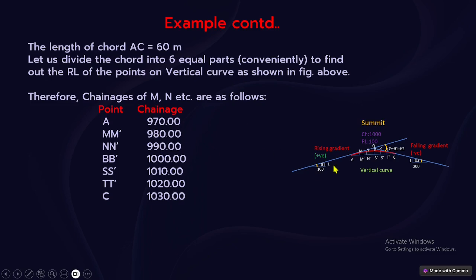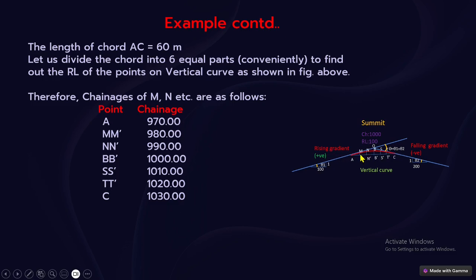Now, first we have to calculate the chainage. The chainage at point A is 970 meter. Then there is a 10 meter interval. Each offset we denote like this: M dash, N dash, B dash, S dash, T dash, and finally C is the tangent point 2. Tangent point 1 we are taking as point A. The chainage here is 980, then 990, 1000, 1010, 1020, and 1030. So we now know the chainage of each point.